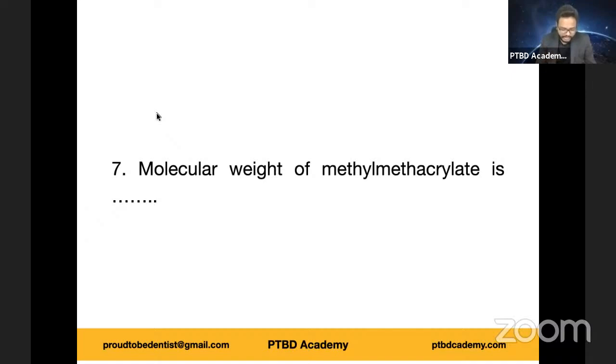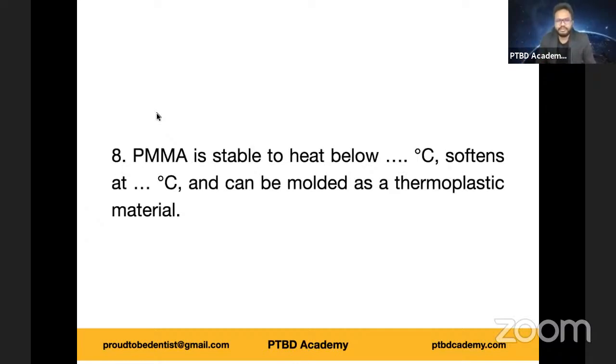Okay, very good. So it is 100 Daltons. Release the key. So those who answered 100, please award yourself plus 10. Any other answer, plus 2. No answer, 0. 100 Daltons. Now let's move on to the next question.